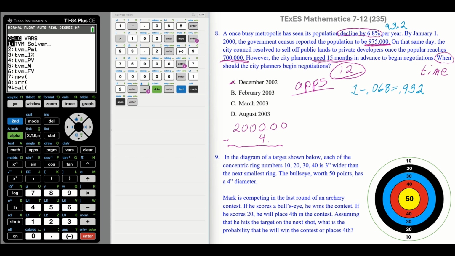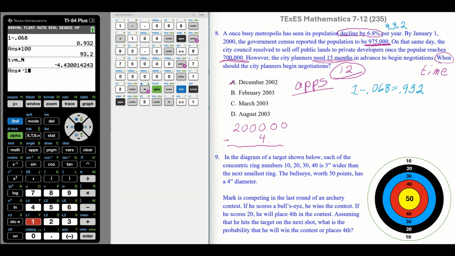See, it's our capital N. Once you push 5 and enter, there's the value you need. But it has a negative in front of it. Not a problem. Just say times -1. And now that's what I need.